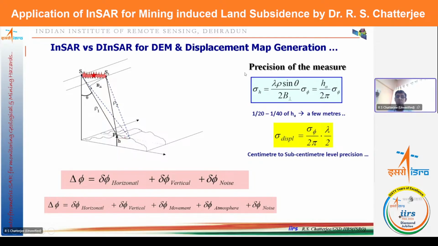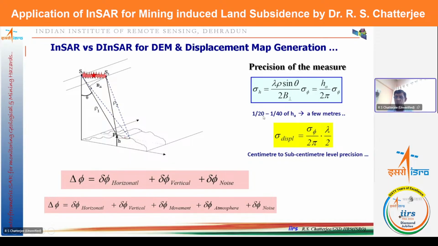Now you see, in case of interferometry used for DEM generation, the precision of measure, the sigma h, is something like this. This is a function of lambda, and rho, that is the range, look angle theta, and most importantly, the baseline. This is the baseline. So longer the baseline, more accurate is the DEM. Why? Because this sigma h, the precision of measure, will become smaller, isn't it? Now, in this case, one fringe height is also known as the HA, altitude of ambiguity. Smaller is the HA, means more accurate is your DEM.